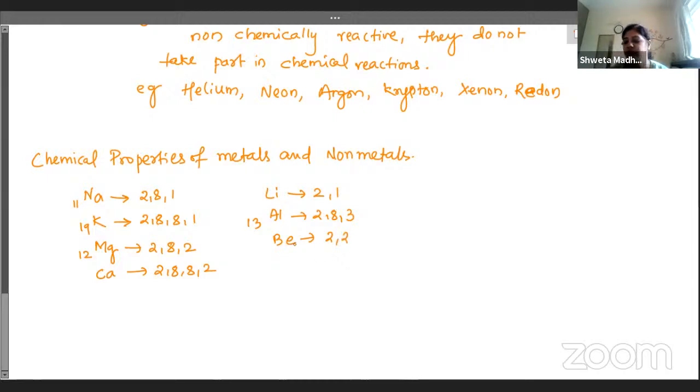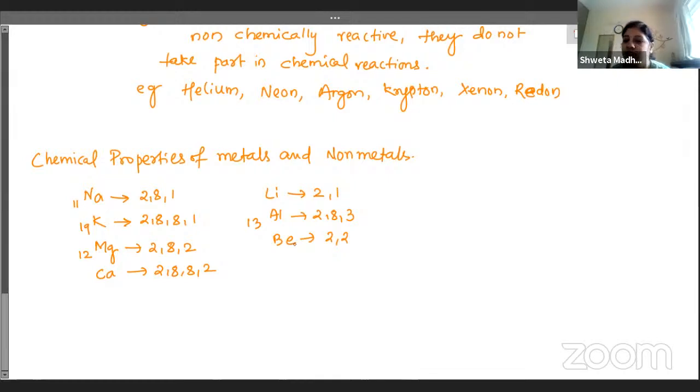So most of the metals, not all of the metals, have in the outermost shell, that is the valence shell, either 1, 2, or 3 valence electrons. So metals are those elements whose atoms have 1, 2, or 3 valence electrons, not more than that.